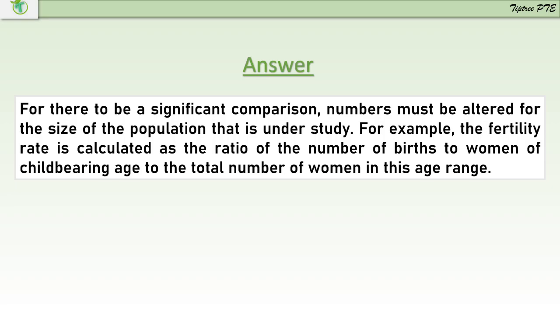For there to be a significant comparison, numbers must be altered for the size of the population that is under study. For example, the fertility rate is calculated as the ratio of the number of births to women of childbearing age to the total number of women in this age range.